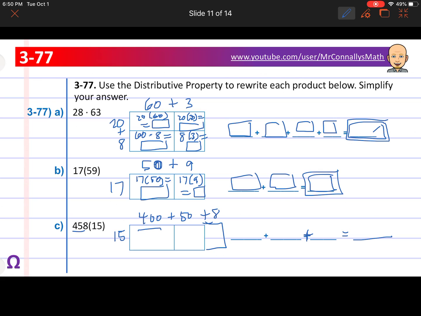So do 400 times 15, put that here, answer here. 15 times 50 goes here. 15 times 8 goes here. Go ahead and add those all up, and you have your final answer. Go ahead and pause if you need more time.